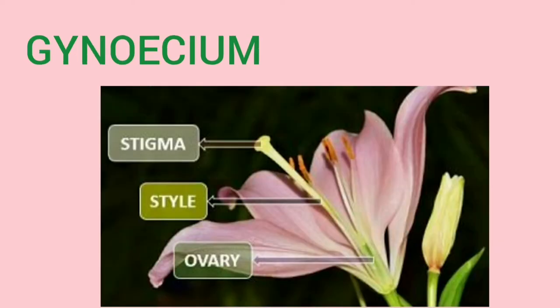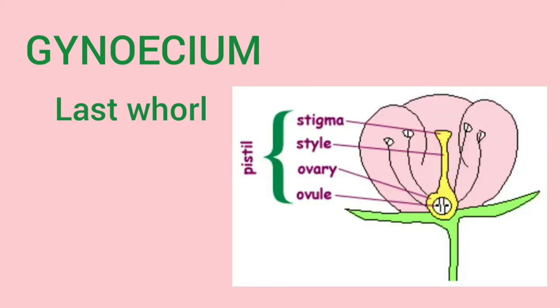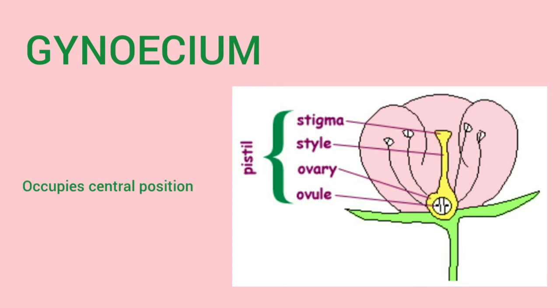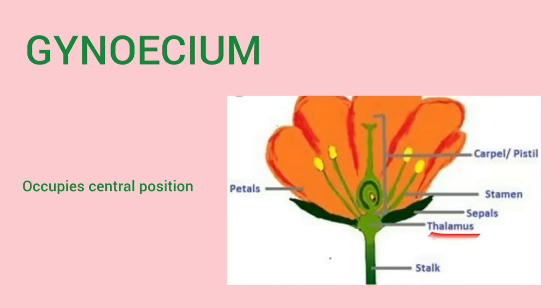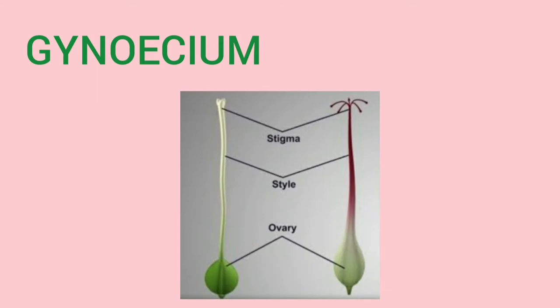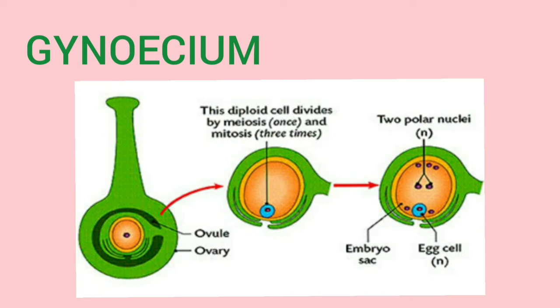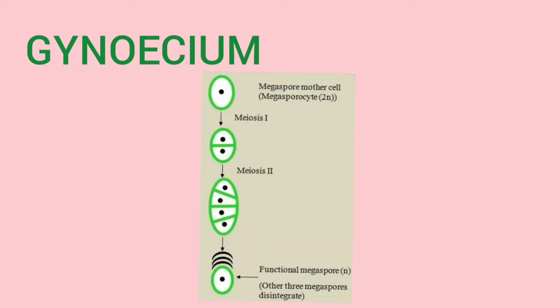The next reproductive part is the gynoecium. It is the female reproductive organ and the last whorl of the flower. It is composed of the pistil and it occupies the central position of the thalamus. Parts of the pistil are the stigma, style and the ovary. The ovary produces ovules. Through meiosis, ovules produce megaspores, which in turn develop into the female gametophyte.